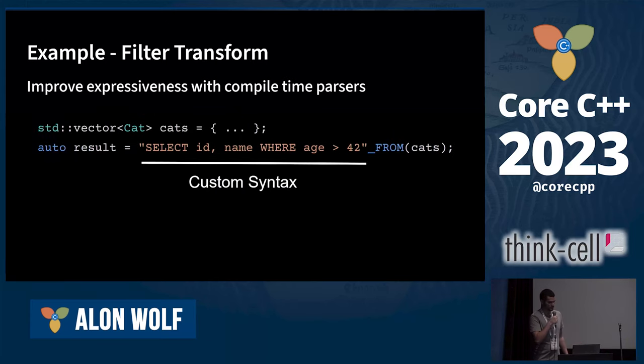But what if we wanted to do something like this, write in an SQL style syntax? Now our code is just a single line that clearly expresses its purpose. Let's try to understand what's going on here. So we have a string with some custom syntax, and then we have this underscore from, which is a call to a literal operator, and it transforms the string into a callable object that when we invoke it, returns us the vector with the IDs and strings.